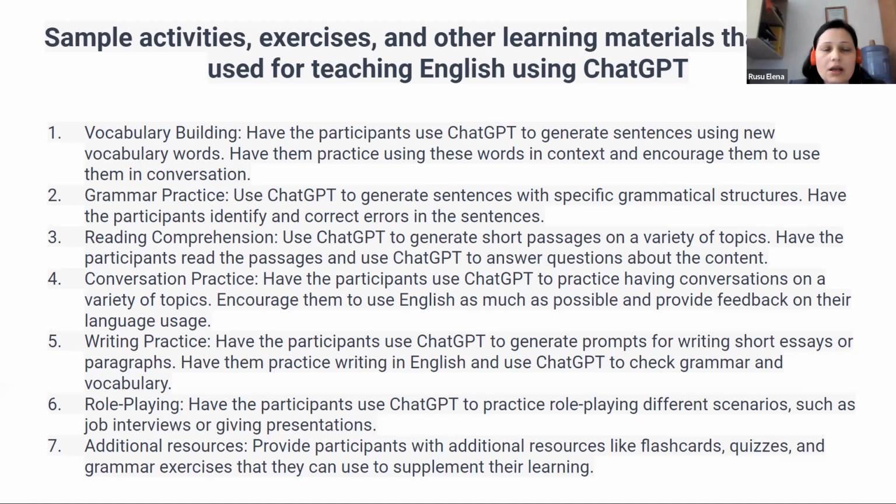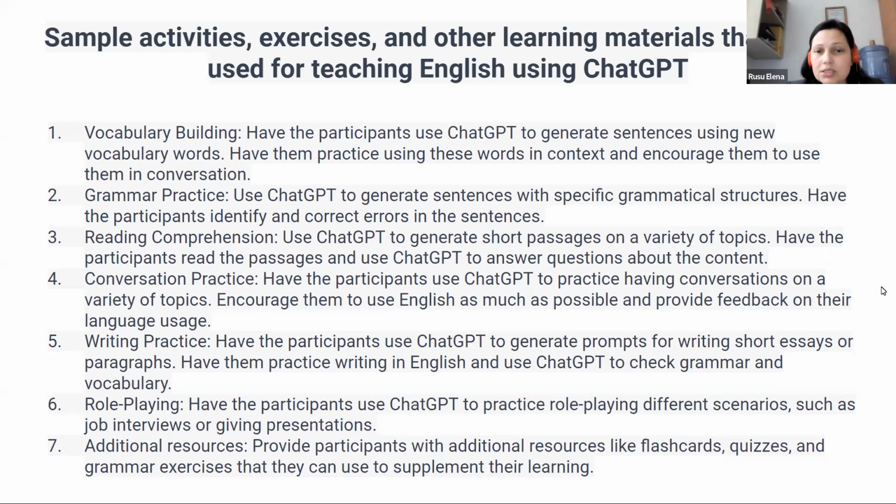Of course, grammar practice, because ChatGPT allows the students to write their own sentences there and ask ChatGPT if the structure is correct, if the usage of this grammatical structure or pattern is correct one. In such a way, the application will correct and will give them advice on how to use correctly the specific grammatical pattern.